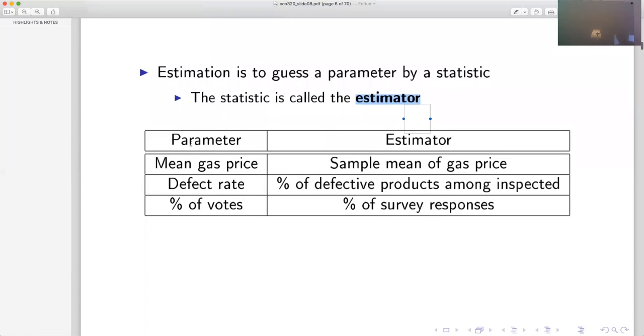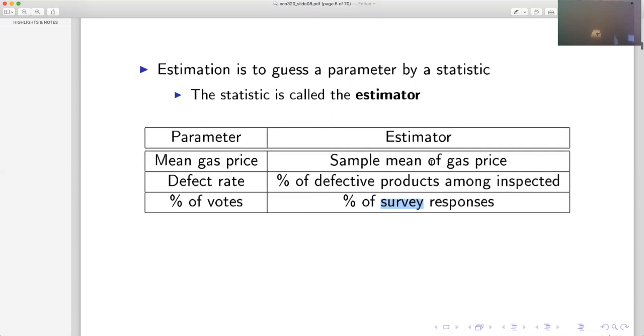For example, the parameters we want to know are the mean gas price, the defective rate, the percentage of votes, but the estimator is the sample mean of gas price or the fraction of defective products among those inspected. In other words, it's among the sample, right? The percentage in a survey is another sample. So we are trying to guess a parameter using some samples.